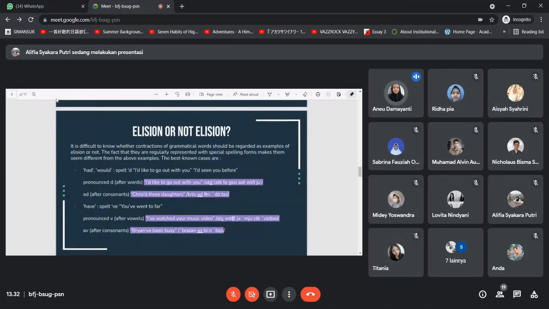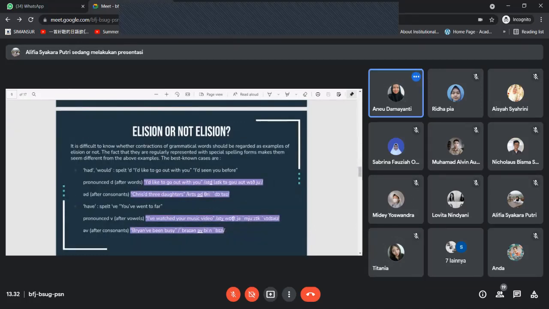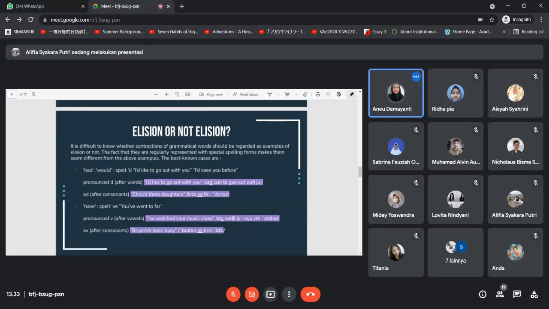The next one is elision or not elision. It is difficult to know whether contractions of grammatical words should be regarded as examples of elision or not. The fact that they are regularly represented with special spelling forms makes them seem different from the above examples. The best known cases are the first one, the first example is had and would.